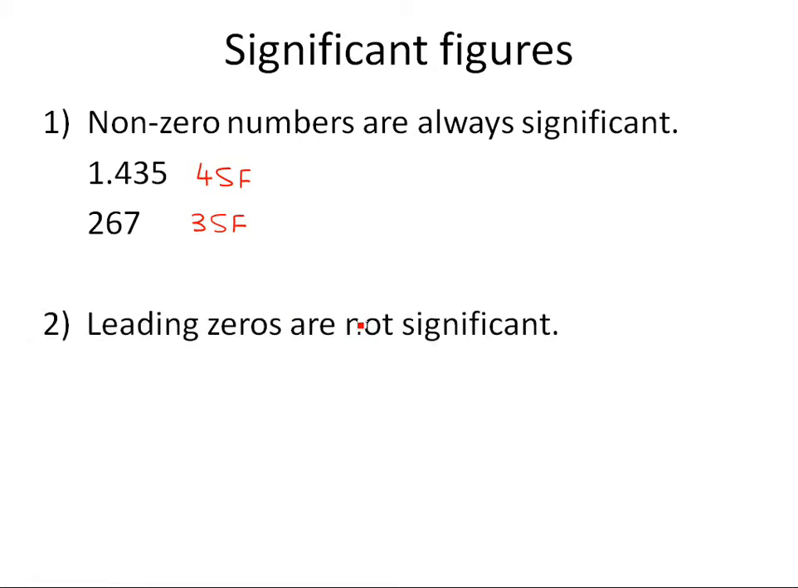Rule number two, leading zeros are not significant. So the zeros at the start, so there's 1, 2, 3, 4 zeros at the start of this number. They are not significant. So this number is only three significant figures. Here's another example. Again, you got three leading zeros. You got one non-zero number, which is a 1. So that number there is one significant figure.